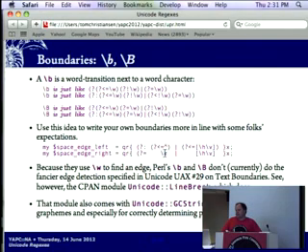pretend I said \A there, sorry. Either the start of the string or there is Unicode white space behind me. But that's only an edge on the left. An edge on the other side is it's the end of the string or there's Unicode white space. That's usually what people mean by \B.